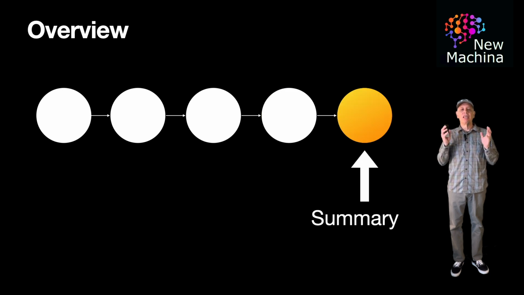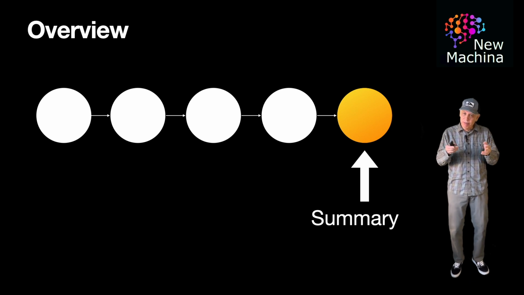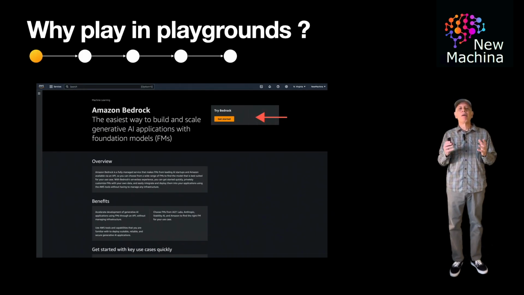Lastly, I will summarize the key points to take away from this video. Okay, so let's get into it. So why play in playgrounds? Well, the biggest reason is you get to experiment and fine-tune your API calls, and you can use those parameters in your application code. So let's go ahead and do this.